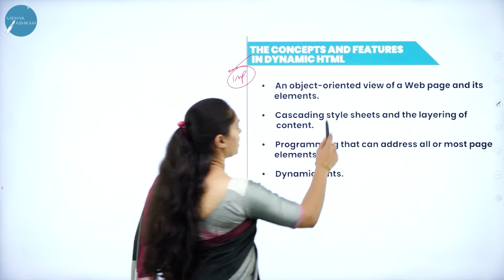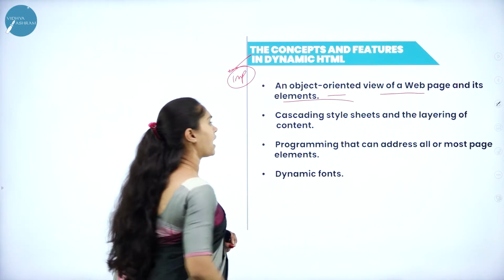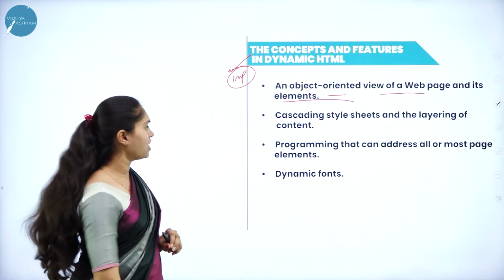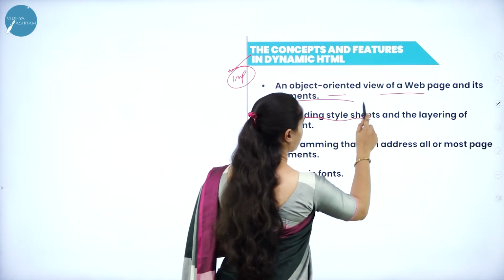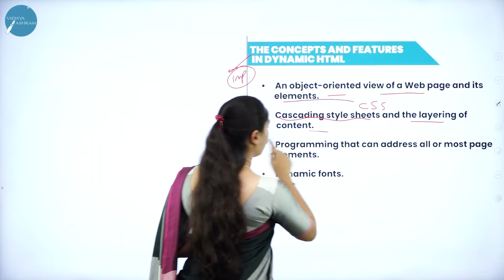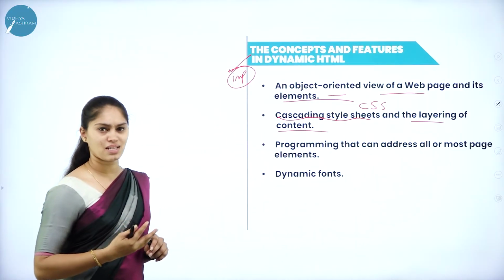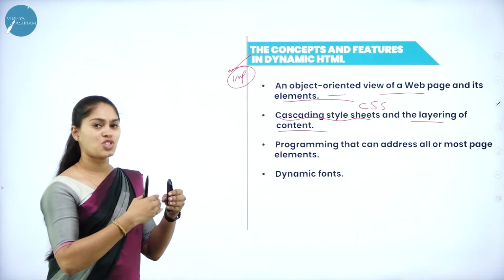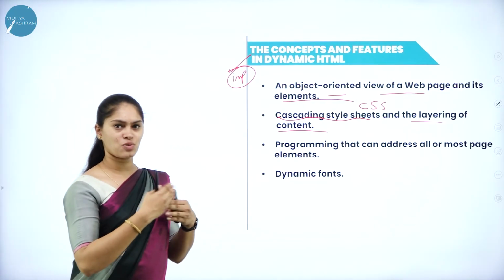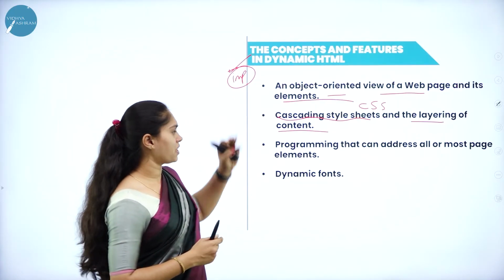An object-oriented view of a web page and its elements. That is the first point. Then Cascading Style Sheets, in short CSS, and layering of the content. If I make some changes to my background, that should not affect the foreground. That is what we are trying to do in DHTML.